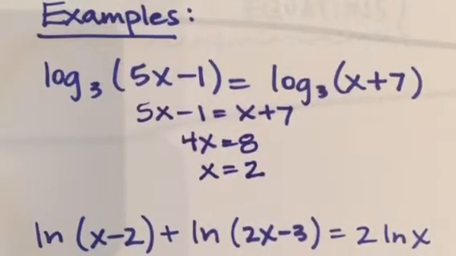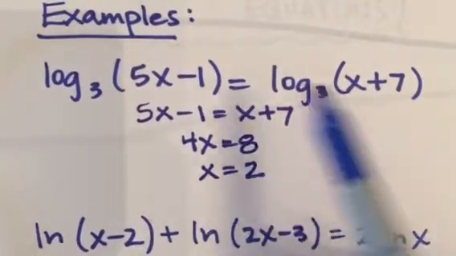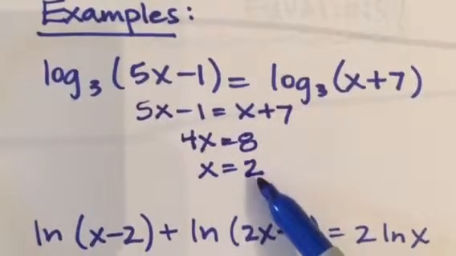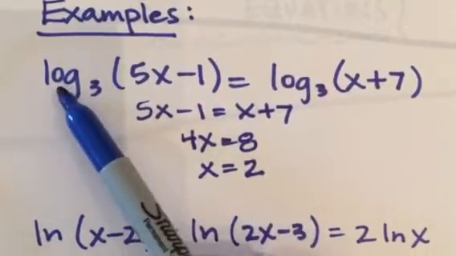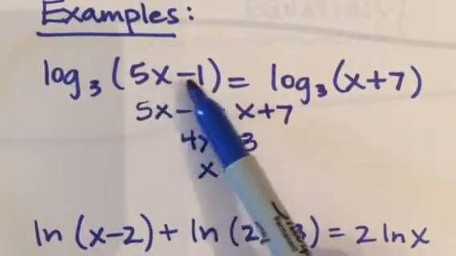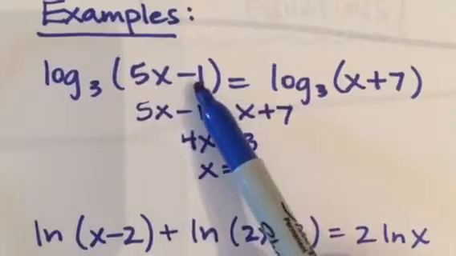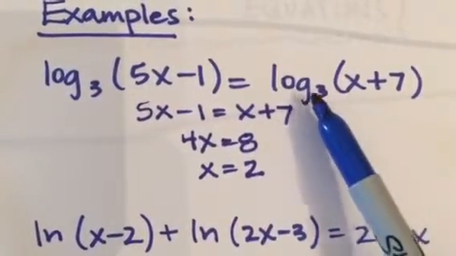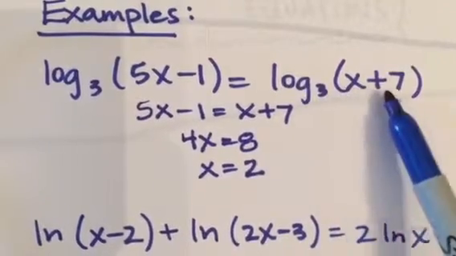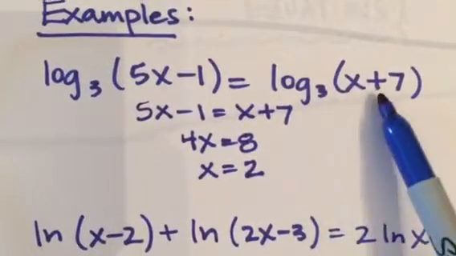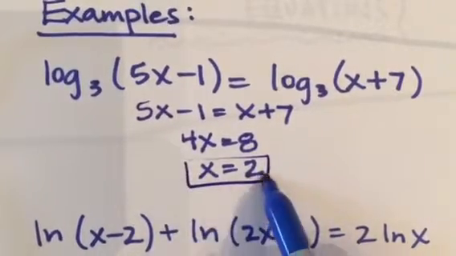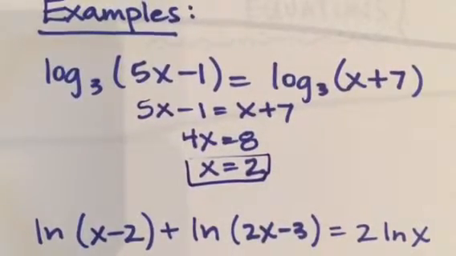Okay, always a good idea to take that and set it back into our original equation and make sure that we don't run into any problems. So here we have log base 3 of 5 times 2 minus 1, which is 10 minus 1, or 9, log base 3 of 9. And on the right hand side, we've got log base 3 of 2 plus 7, or log base 3 of 9. Looks good to me, and so we do have a solution, x equals 2.